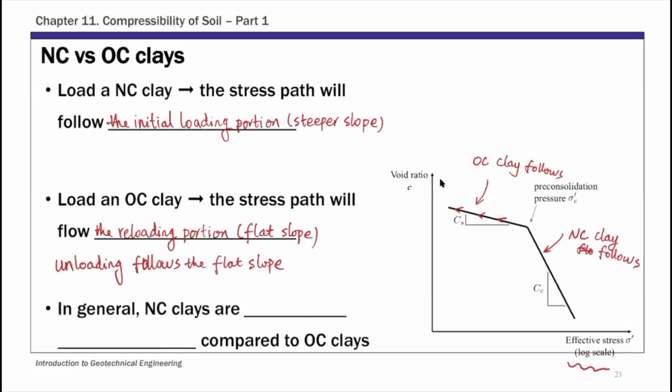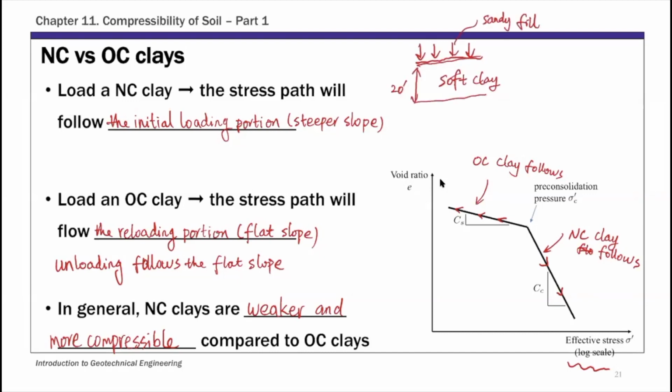So therefore, in general, NC clays are weaker and more compressible. Because when you load NC clay, it's going to follow this steeper slope. Same loading, it incurs more settlements. So it's more compressible than OC clay. And that is the reason why you preload a site. So remember that example soil layer I gave at the beginning. Okay. This is a very common practice. So before you construct anything on top, you preload the clay layer with some sandy fill on top, so to preload.